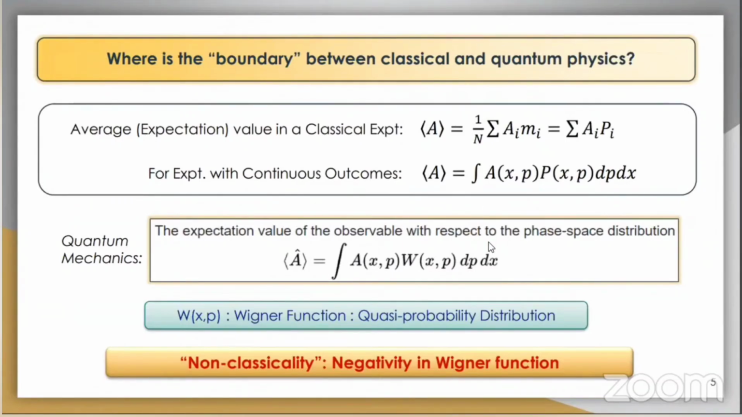But in quantum mechanics, if we try to use the same equation, we see that there are some differences. The probability distribution function goes to the Wigner function. And the main difference is that the Wigner function can take negative values. So it's not a probability distribution anymore. So there we get a boundary. If W is positive, then it's exactly a probability distribution, then it's classical. And if it takes negative values, then there is no classical counterpart. W is then called a quasi-probability distribution. And in my talk, non-classicality basically means the presence of negativity in the Wigner function.